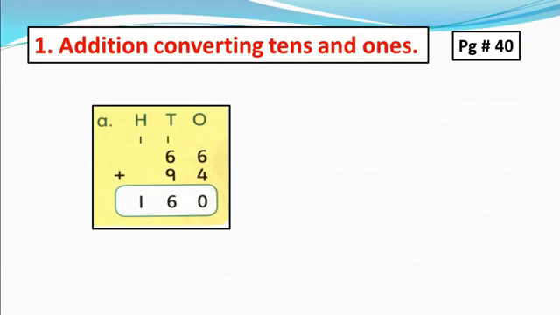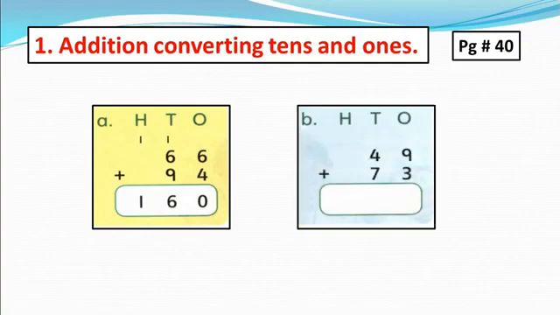Now I am going to solve part B of question 1. Let's add. 9 plus 3 equals 12. We cannot write 12 in ones. So here we will have to convert 12 ones into 1 ten, 2 ones. So we write 2 in ones column and put 1 ten into tens column above 4.